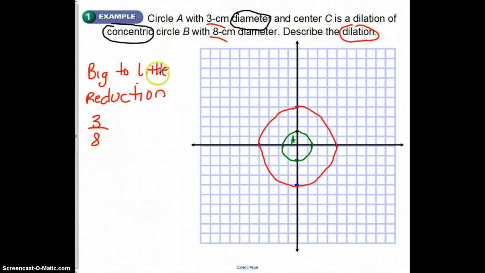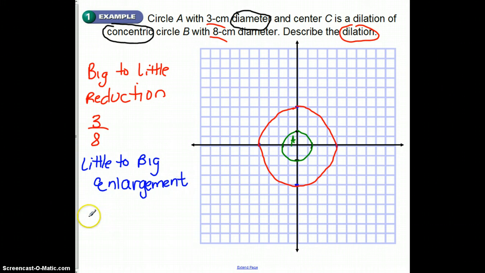Now on the other hand, if I was going to go from the little one to the big one, that would be an enlargement. So if it's an enlargement, I have to have a fraction that's greater than 1. So instead of putting the 3 on top here, I put it on the bottom and make the 8 go the other way. These are the ratios that allow that dilation to happen. So that gives us at least a point of reference.